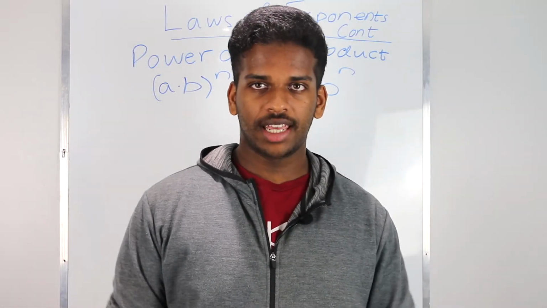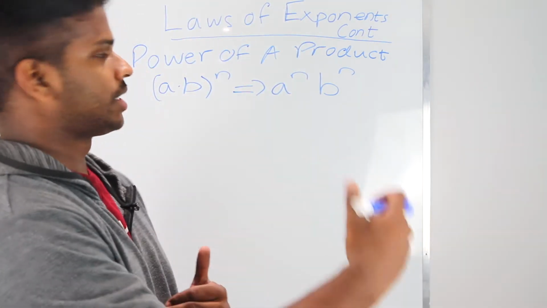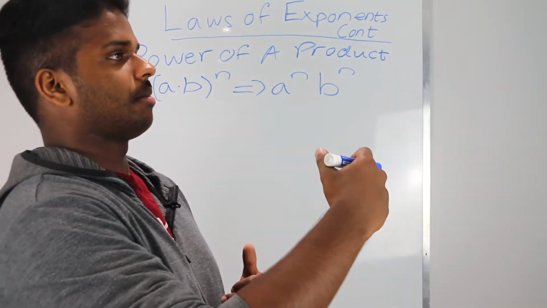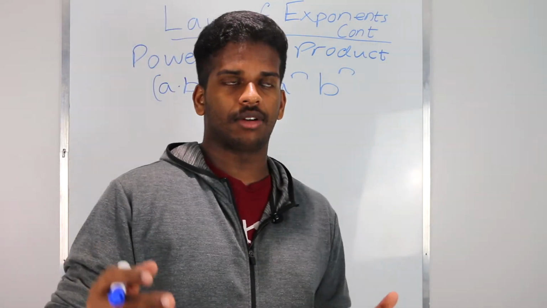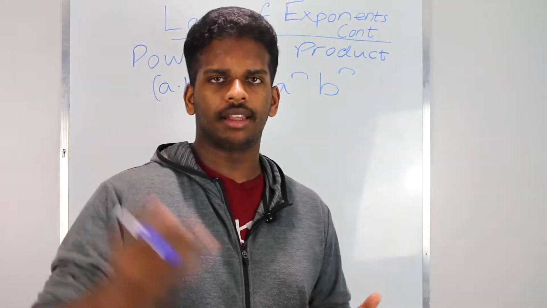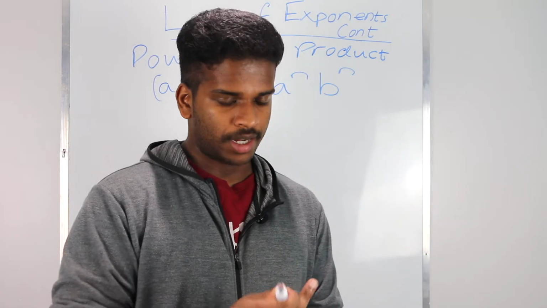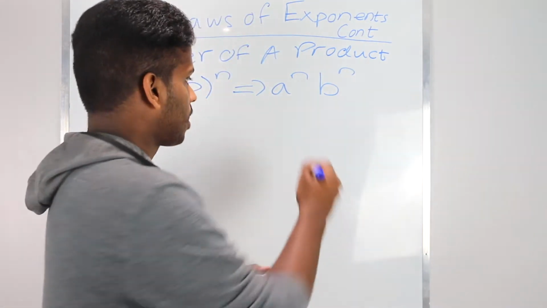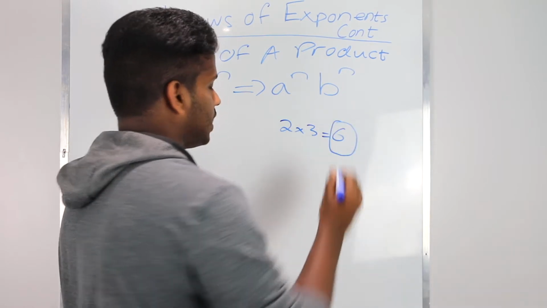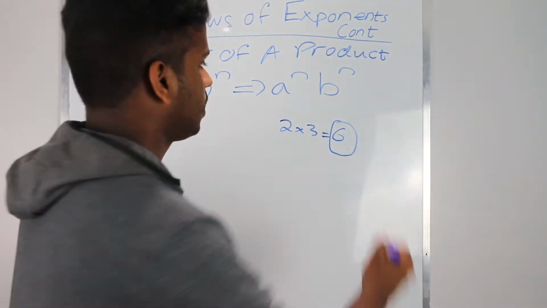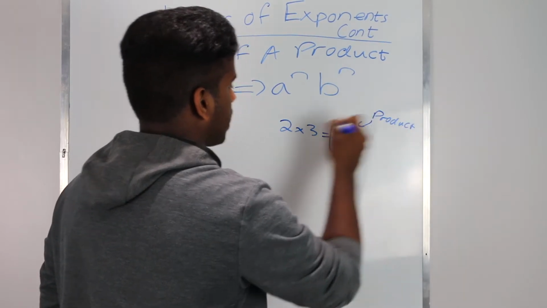Guys, in this video, we're going to be taking a look at the power of a product. So we're taking a product, and that product is being raised to a power. If you don't recall what a product is, it's basically the result of a multiplication problem. For example, 2 times 3 is 6, so 6 would be considered the product, because we are multiplying here.